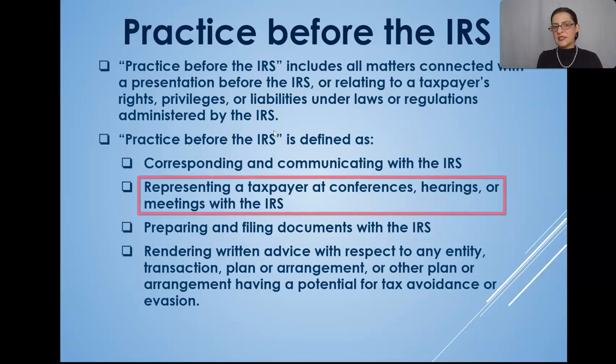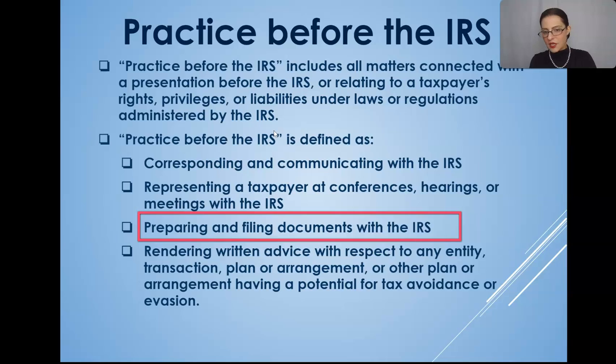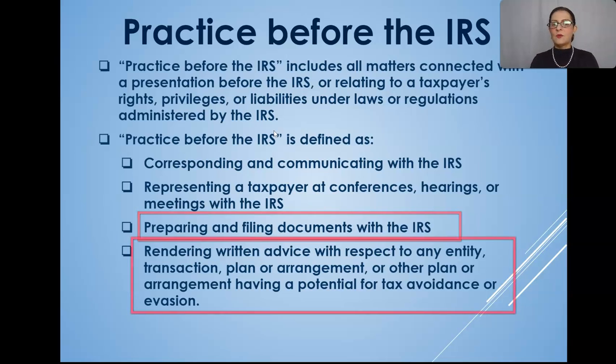If you represent a taxpayer at a conference, a hearing, or a meeting with the IRS, if you prepare and file documents with the IRS, with the exception of tax returns because of the Loving case, and then rendering written advice with respect to any entity, transaction, plan or arrangement having a potential for tax avoidance or tax evasion. So what they're talking about here is tax shelter advice for the most part.